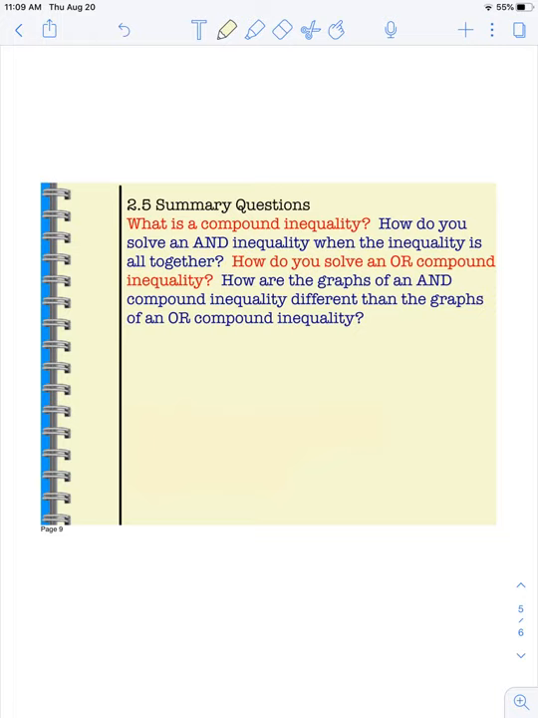How do you solve an or compound inequality? We're going to solve those just like our regular inequalities. You just have to make sure you graph them both. So how are the graphs of an and inequality different than the graphs of an or inequality? An and is going to point towards each other, and an or is going to go away from each other. So the and is the intersection, the overlap, and the or is the union of the arrows going in opposite directions.